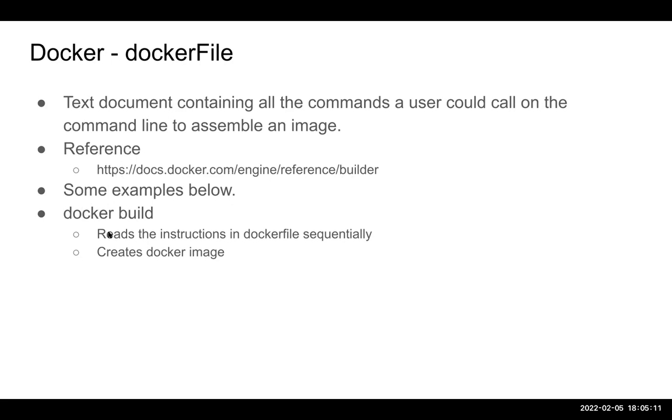I've given some examples. Once you write your code and have a Dockerfile, you want to create an image. To create an image, you use the docker build command, and I have the instructions on how to use that. Basically, the docker build command will read the instructions in the Dockerfile sequentially, one after another, and create a Docker image. Now your Docker image is created.